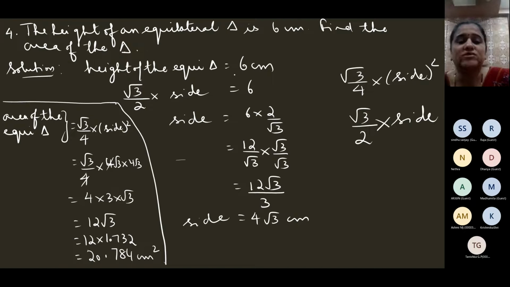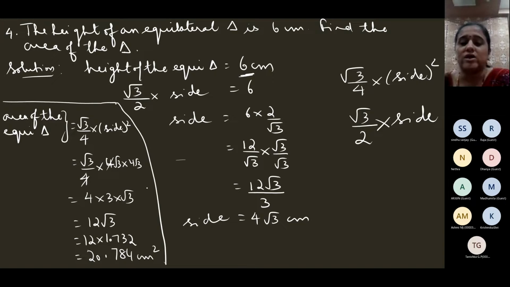So here the height was given. Height is 6 centimeters. So you should not write root 3 by 4 A square is 6. Height is 6. How do we find the height? Root 3 by 2 into side. That is equal to 6. So from that you can find the side. The side is 4 root 3. Now using the side you can find the area.